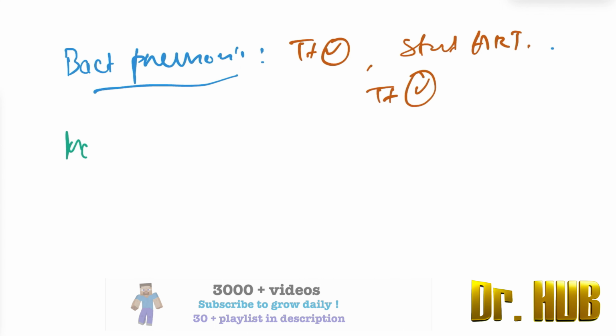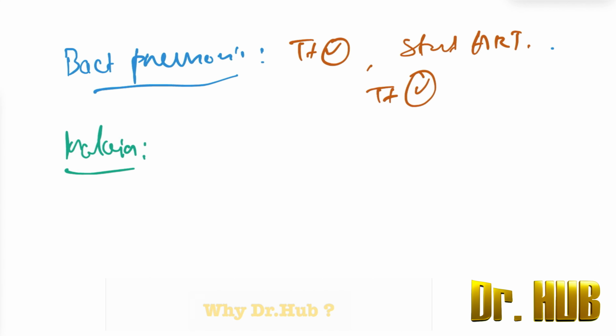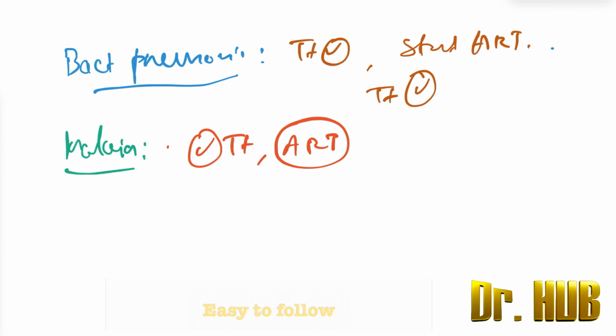And then we move on to malaria. So how is malaria done? In case of malaria, first you treat the malaria, and then you start the ART when the treatment is complete.